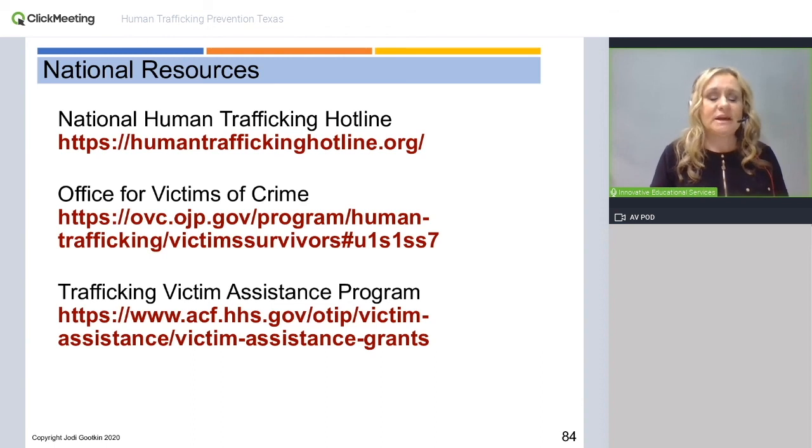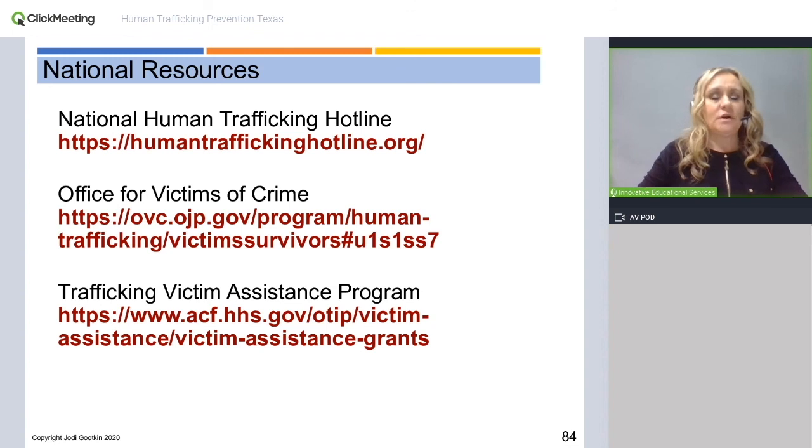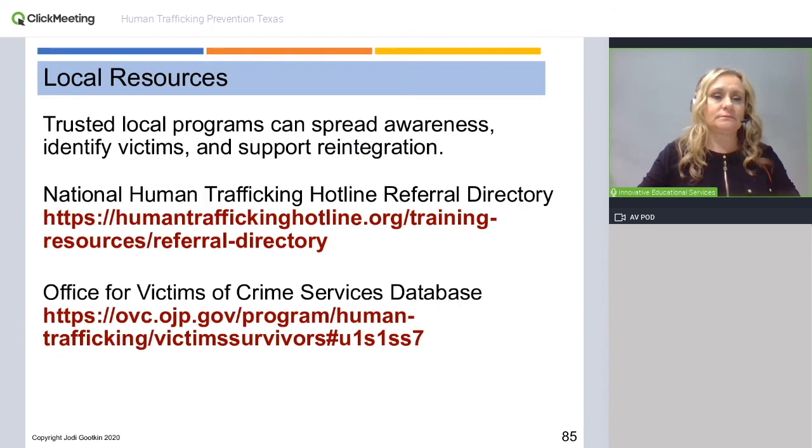In order to address that, there are many different resources and services available. There are national agencies that use a survivor-informed and trauma-focused approach in order to determine long and short-term resources to provide survivors. The National Human Trafficking Hotline and the Office for Victims of Crime Trafficking Victim Assistance Program provide resources on their website.